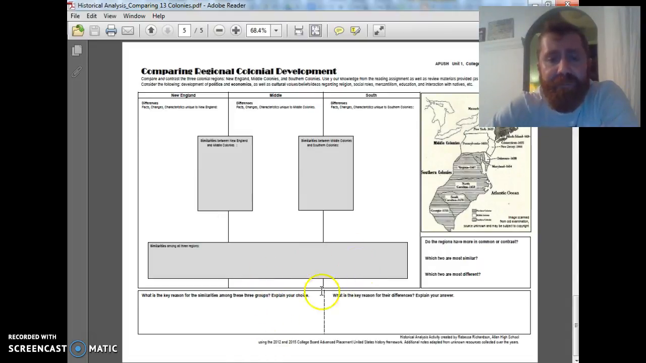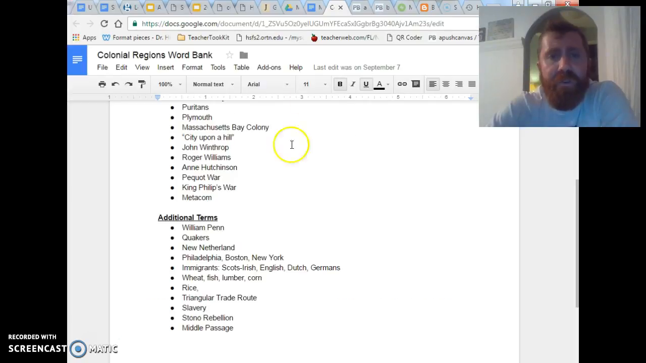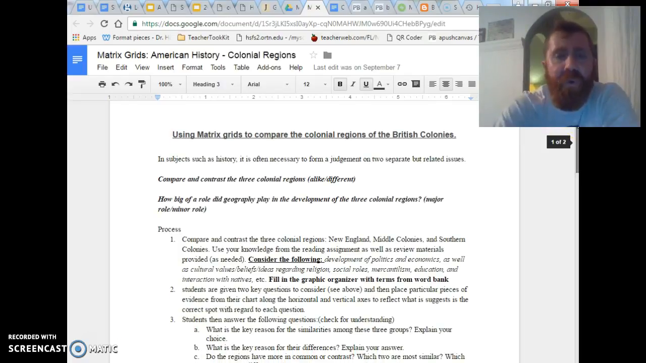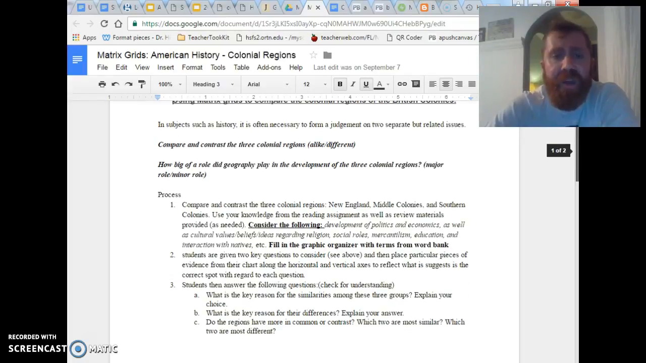Once you're done with this, I want you to go to the matrix grid handout, and I'm going to walk you through these instructions, showing you an example of one that was used for world history. It says the process here: compare and contrast the three colonial regions, New England, Middle, and Southern colonies.